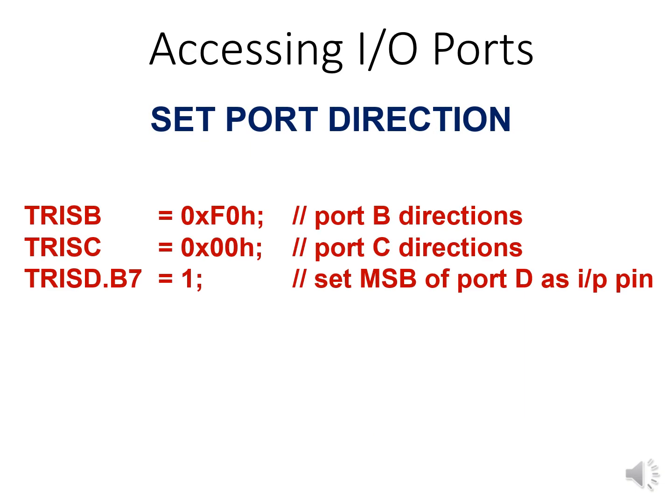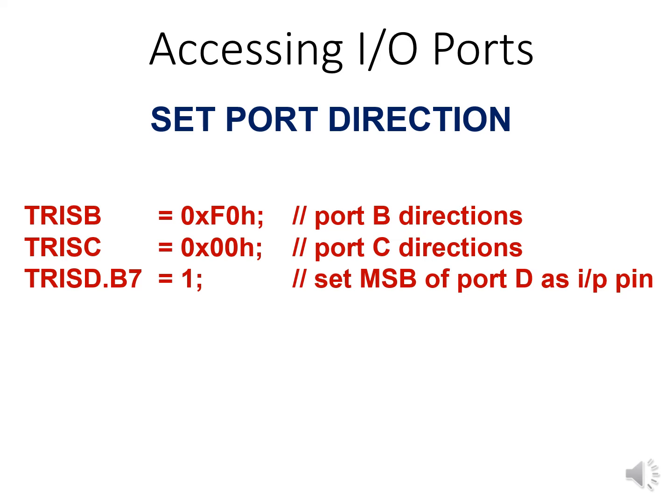In MikroC programming, we set the direction of a port by assigning a value that corresponds to the desired port pin directions to the TRIS register. We have three statements here to illustrate this.